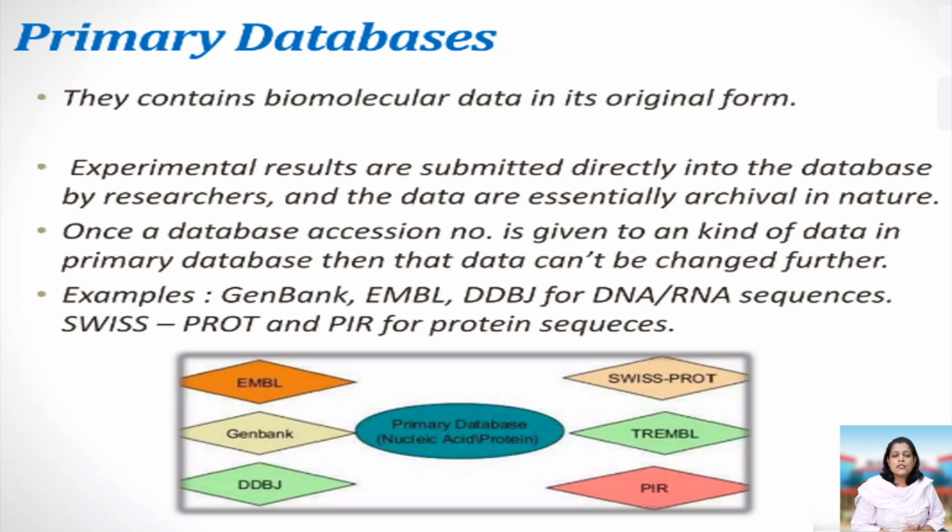Examples are GenBank, EMBL and DDBJ. EMBL is the European Molecular Biology Laboratory. DDBJ is the DNA Data Bank of Japan, for DNA and RNA sequences. SwissProt and PIR are for protein sequences. So there are different types of databases: EMBL, GenBank and DDBJ are nucleotide databases, and SwissProt, TrEMBL and PIR are protein databases.